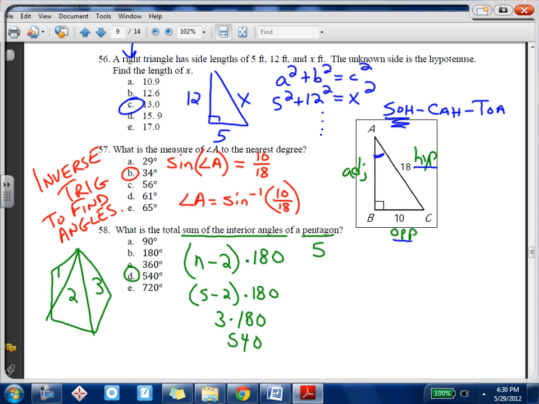What does that picture have to do with it? Remember that each triangle is 180. So if I have 1, 2, 3 triangles, and each one of them is 180, altogether, they're going to be 540. So you can think of this either way. You can either use the formula, or if you're stuck, you can draw the picture and draw the diagonals.